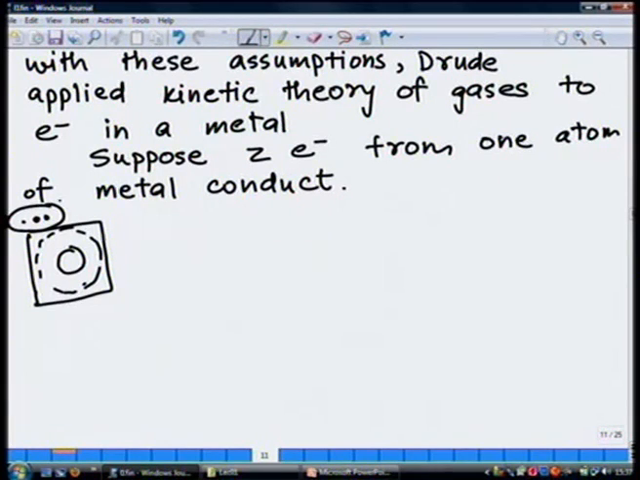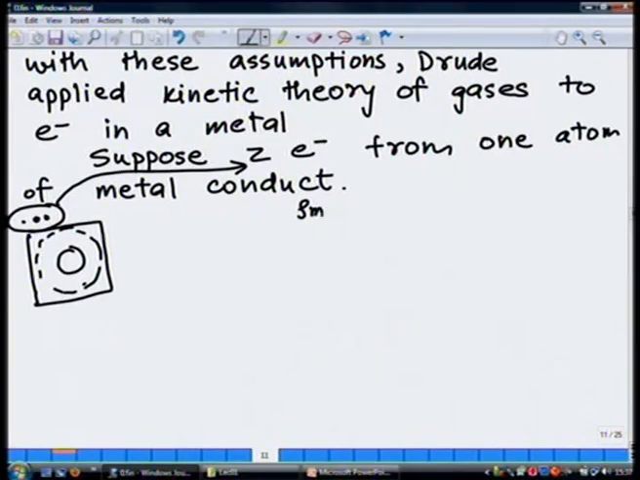Valence electrons which are around, these are the ones which are conducting, and this number is Z, suppose in this case shown as 3. So, these are the electrons which are conducting. Suppose that we have rho m, the density of metal, say in kg per meter cube. This is the density of metal.